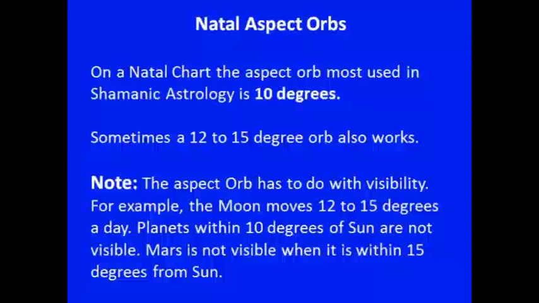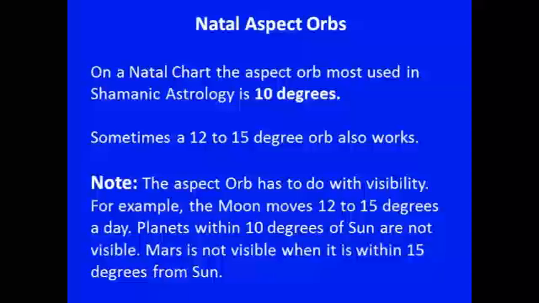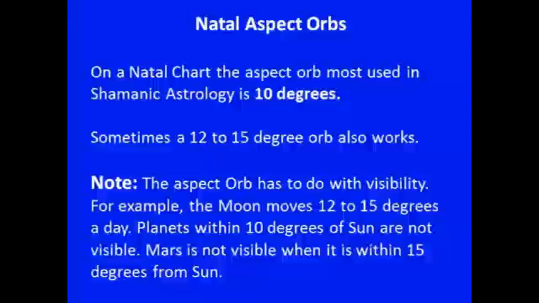Now, we're going to look at natal aspect orbs. So when we're looking at how to determine the natal aspects, the relationships between the planets on your own natal chart, we use, as I've mentioned already, a 10-degree orb. That's what we use most. 10 degrees is really easy to figure out. So if something is at 15 Scorpio, then something at 25 Scorpio is going to be conjunct, or at 5 Scorpio. But occasionally we also use a 12 to 15 degree orb, and I'm just going to mention this.